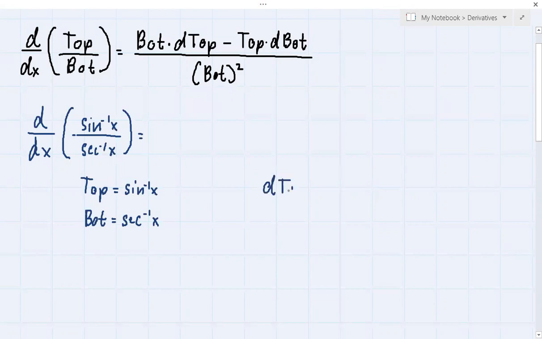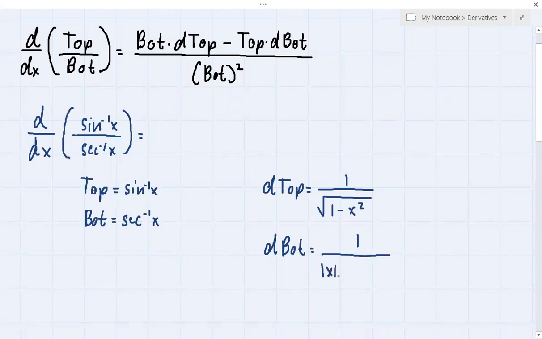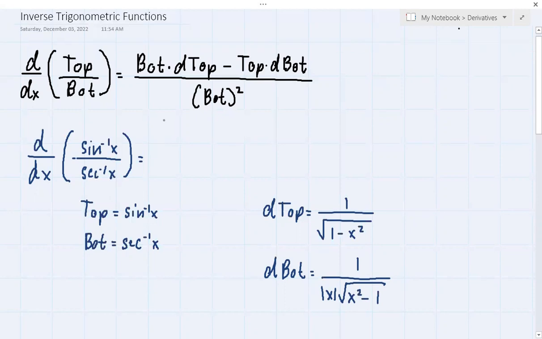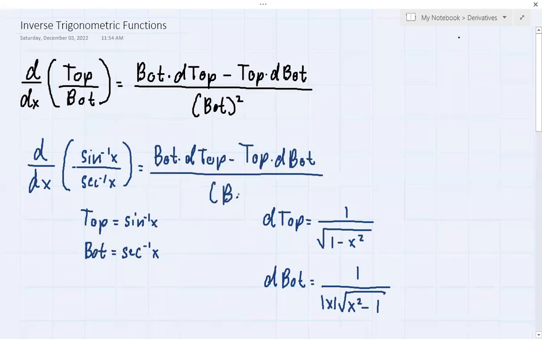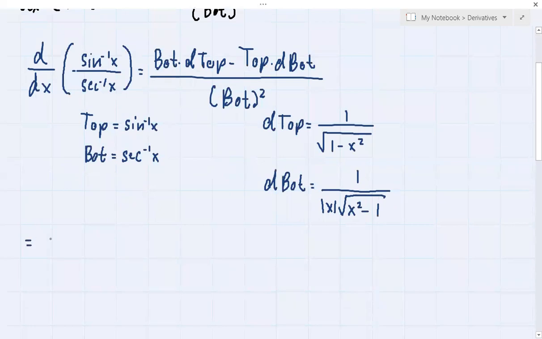So kunin natin yung derivative ng top, which is 1 all over the square root of 1 minus x squared. Kunin natin yung derivative ng bottom, we will have 1 all over the absolute value of x times the square root of x squared minus 1. So, of course, the formula is what? Bottom times the derivative of top minus top times the derivative of bottom all over the square of bottom. Ayan. So now we can substitute it here.